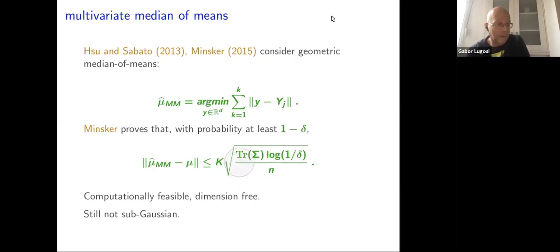It has this sub-Gaussian flavor, but it's not quite sub-Gaussian. We would like to have a sum here, not... The log one over delta should be multiplied by the largest eigenvalue of the covariance matrix and not by the sum of the eigenvalues. This inequality was proved by Stasminsker. And this geometric median was studied by Daniel Hsu and Sabato.